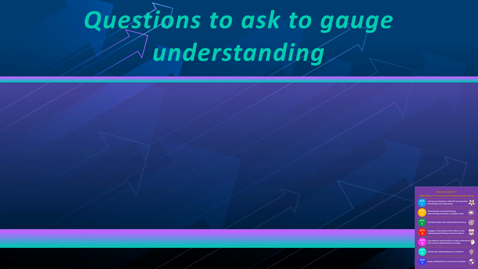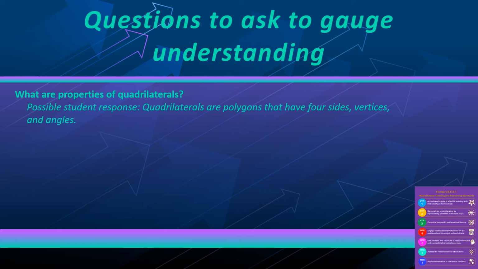Teachers can ask students, and students can ask each other questions to ensure they are understanding the content that is presented. One question, what are the properties of quadrilaterals? Students can define them by providing a specific example and then defining the attributes and properties, or giving the generic four sides, vertices, and angles.